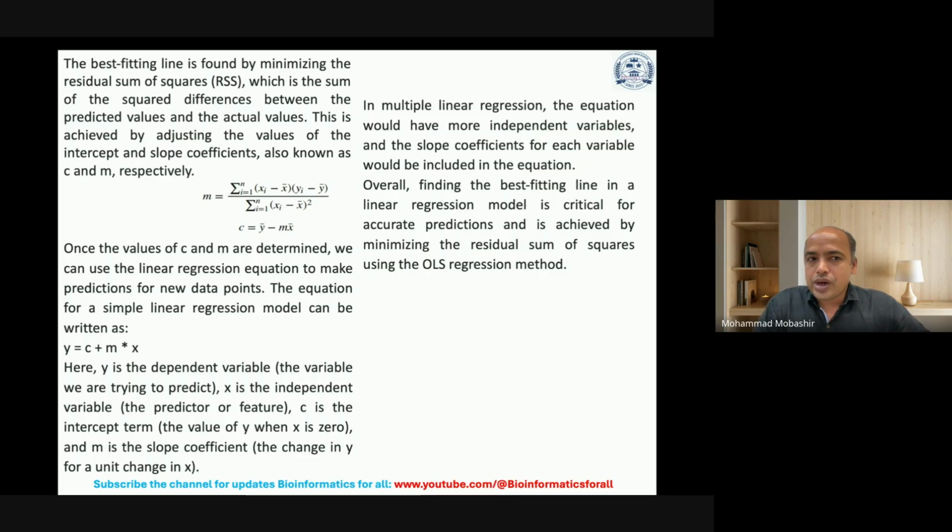So once you have the values, then you can use the linear regression equation to make the predictions for new data points. And the equations are quite simple here. So in multiple linear regression, the equation would have more independent variables, as I have discussed. So finding the best fitting line is definitely as crucial in linear regression as well as multiple linear regression.